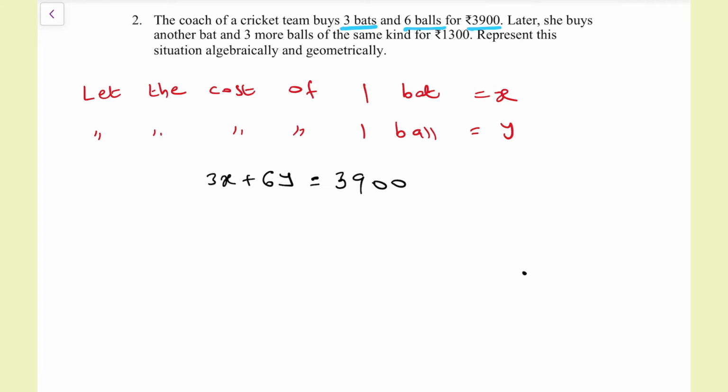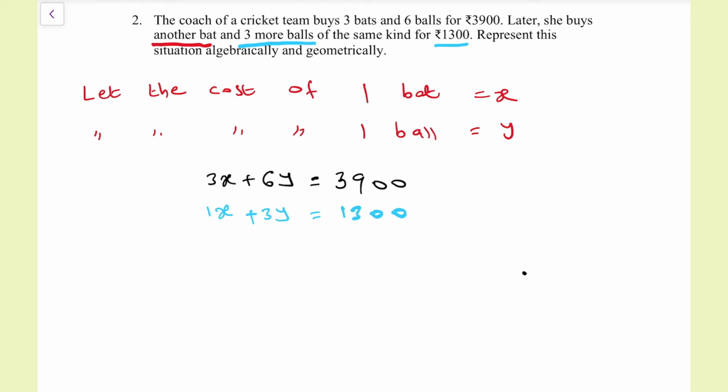Then coming to the second condition. Later she buys another bat. It means only 1 bat. So 1 bat is nothing but 1x or simply x. And 3 more balls. 1 ball is y. So 3 balls will be 3y. The total is 1,300 rupees. So equals to 1,300.